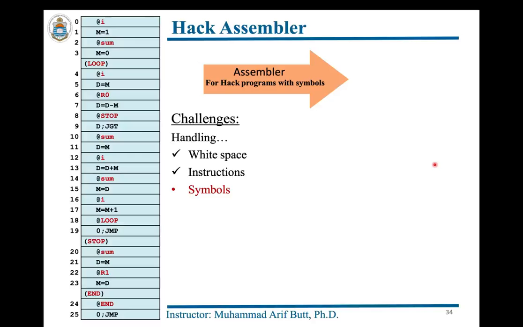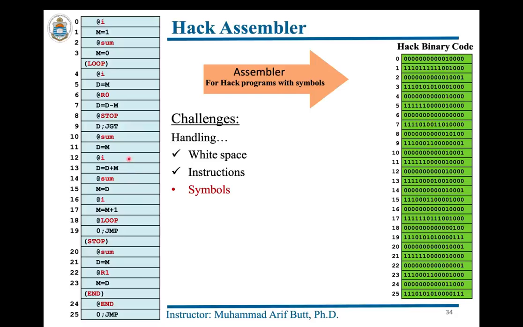So now we know how to deal with the white spaces and the comments, and we also know how to translate the A and the C instructions inside the Hack assembly program. Now is the time to talk about symbols, which are shown in red color in this Hack assembly program. Dear students, our target is, given this Hack assembly program as input, to sort out all the symbols and translate it to this Hack binary code.